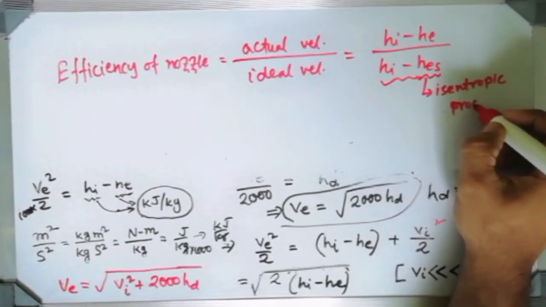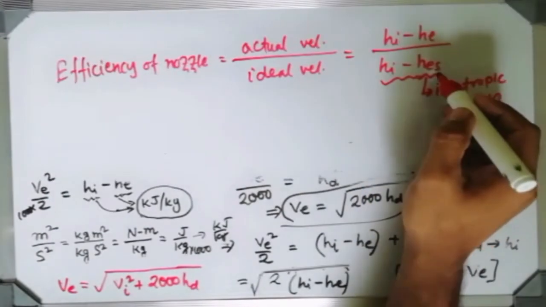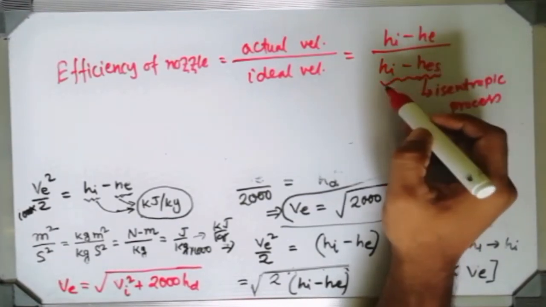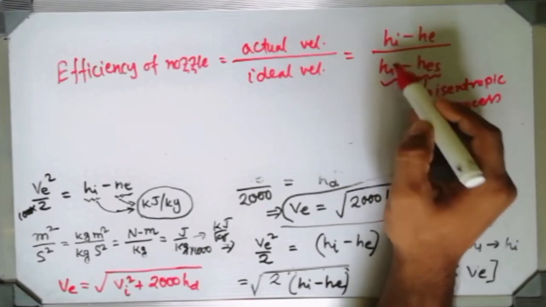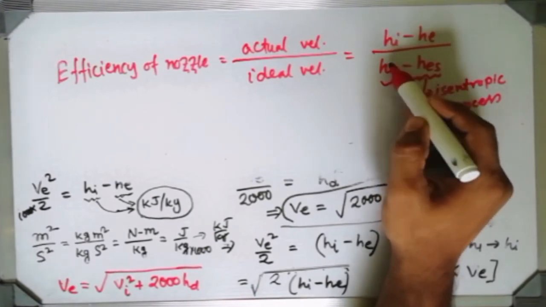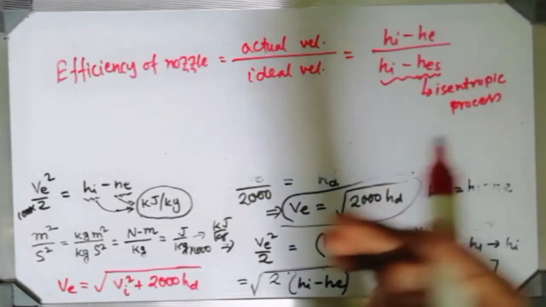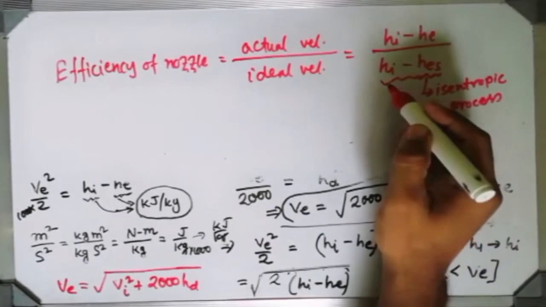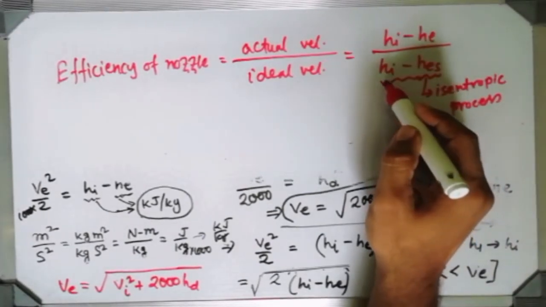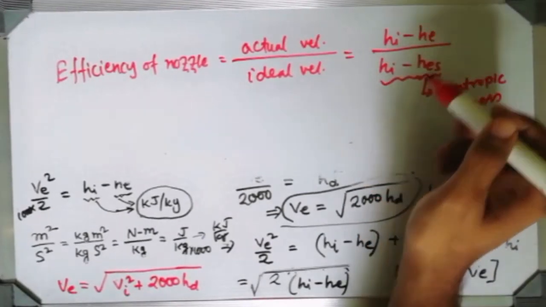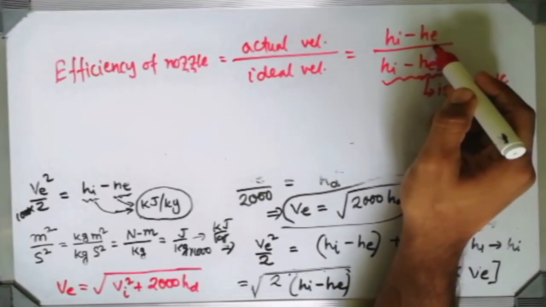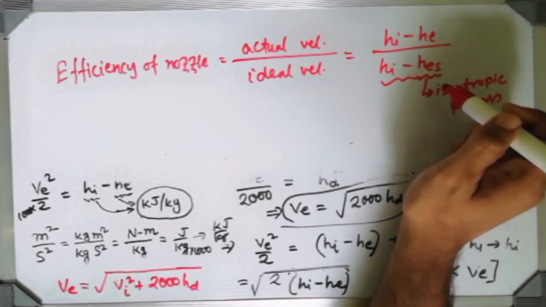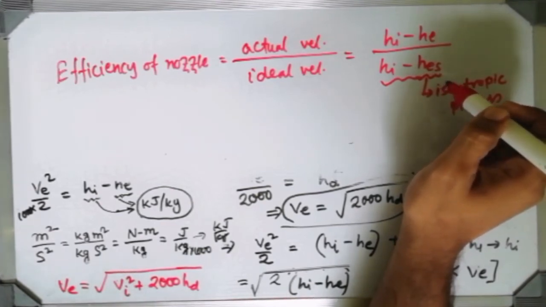Then Hi, that's a different subscript I am using to differentiate the thing. You can see over here Hi both are the same, because the inlet enthalpy will remain the same whether the process is isentropic or non-isentropic. Inlet enthalpy always will remain the same. That's why I have kept the same notation Hi. But the exit enthalpy will be different. If it is the isentropic process, that is in the ideal case, then more enthalpy will be dropped. That is expressed by HES.